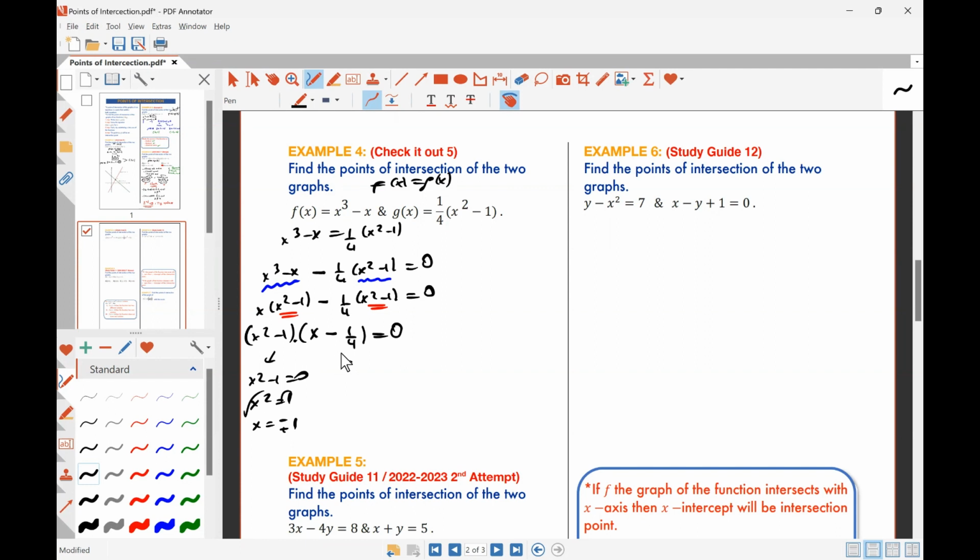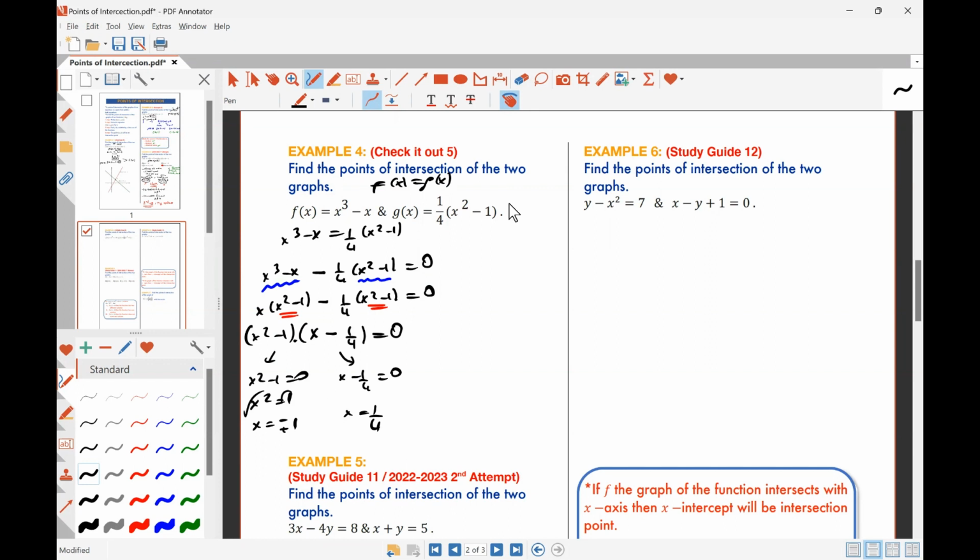And x minus 1 over 4 can be 0. In this case, x could be 1 over 4. So there are 3 possibilities. I have 3 x values, so I have 3 corresponding y values.